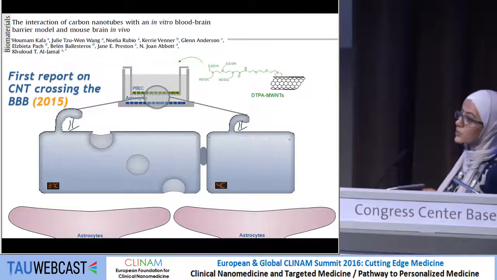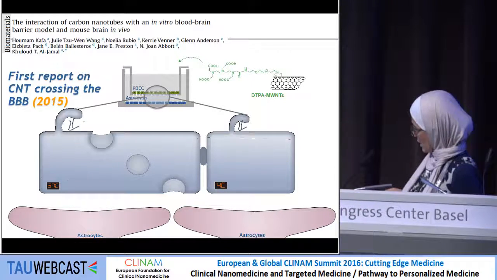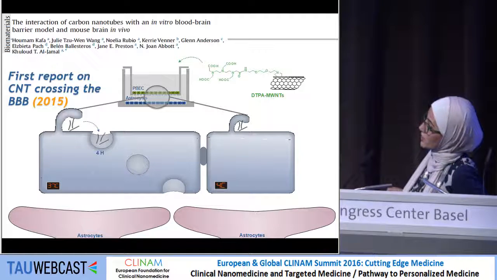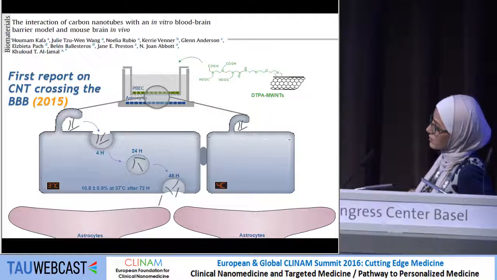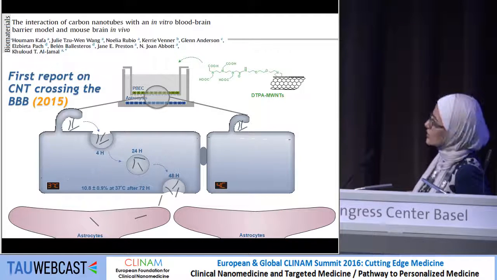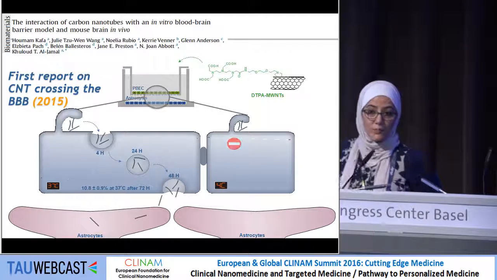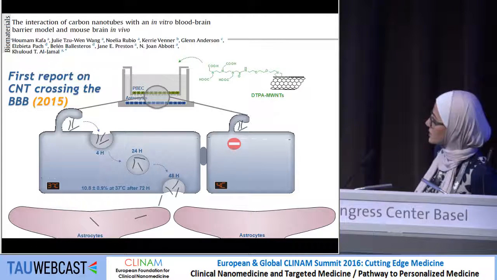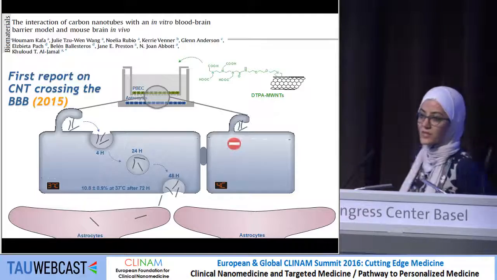It's a truly representative model, co-cultured with astrocytes, and what we have shown is that the CNTs are able to transcytose across the brain endothelial cell. It's a slow process, happens over 48 hours, and it's very specific. It's energy dependent, and it could be stopped if you deplete the energy from the system. You can also target cells beyond the blood-brain barrier, and in this case, the astrocytes.